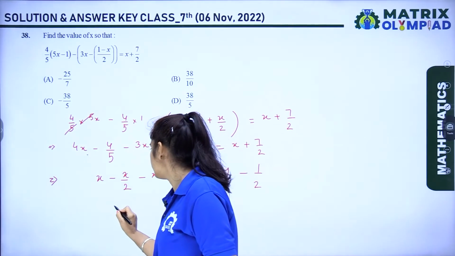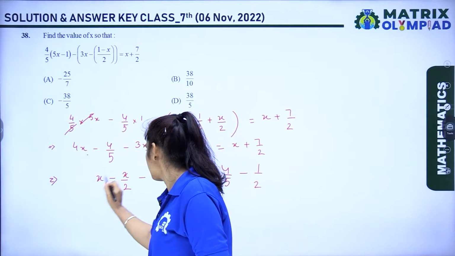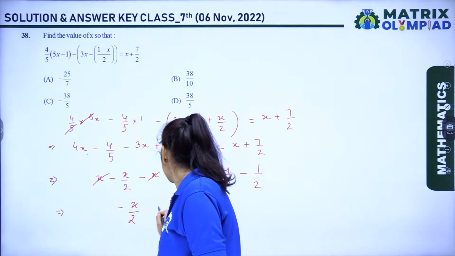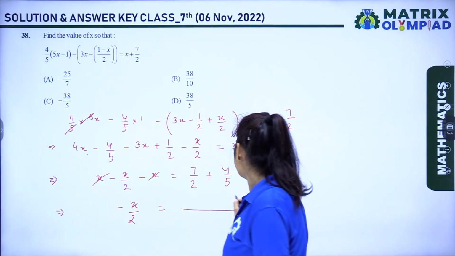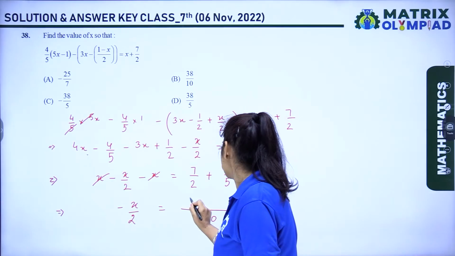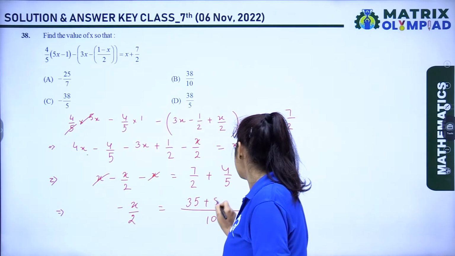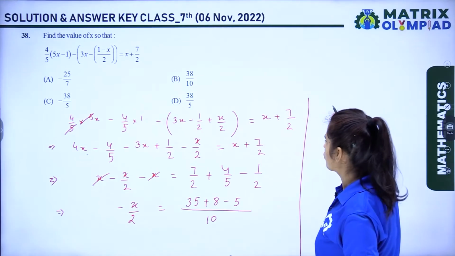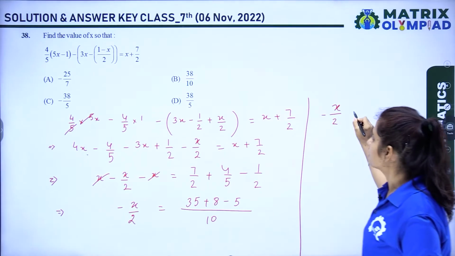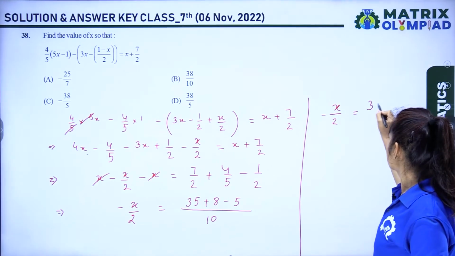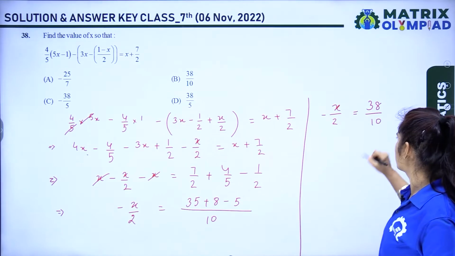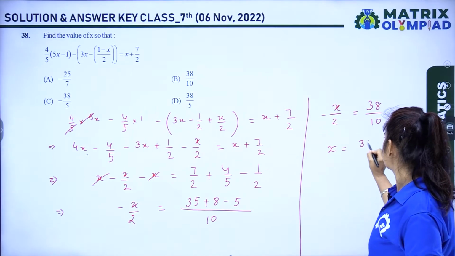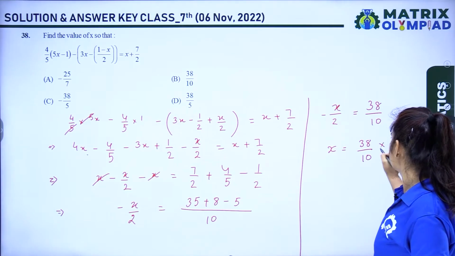Now here we get negative x upon 2 is equal to, the LCM of 2, 5, 2 is 10. Here we get 35 plus 8 minus 5. So here negative x upon 2 is equal to 38 upon 10. Now x is equal to 38 upon 10 multiplied by 2.